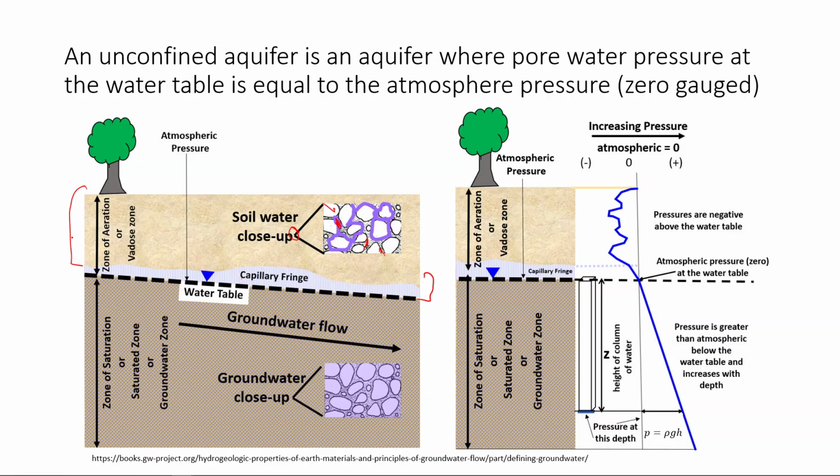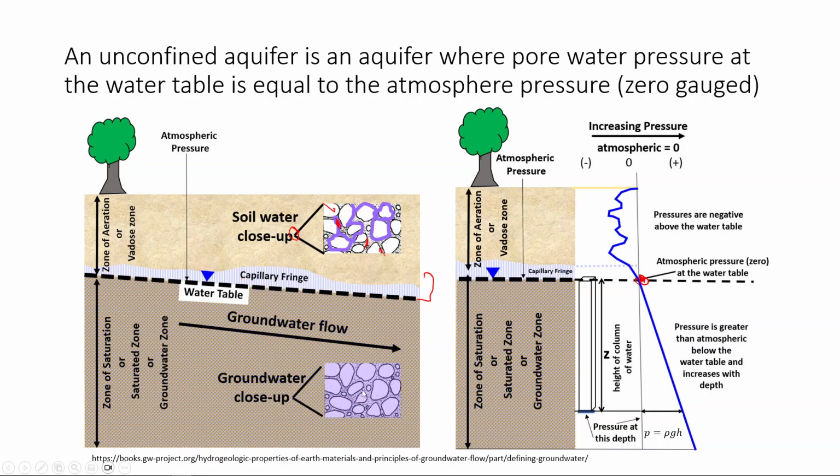I told you the definition of groundwater is where you have atmospheric pressure, or zero gauge pressure. This is the point where you have atmospheric pressure. Then the saturated zone, or the groundwater zone, or the zone of saturation, is where groundwater flows. Here you will only have two phases: a solid phase and a water phase.